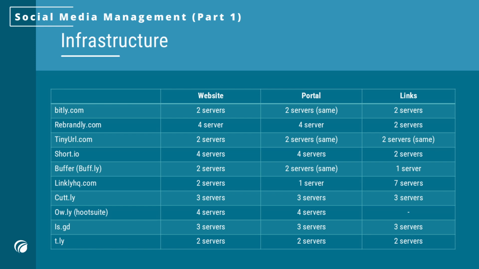Cutly. They have 3 website servers and 3 portal servers and 3 servers, which are all the same and which are Cloudflare hosted. Owly. They have 4 website servers and 4 portal servers, which are the same, and I don't know about the links. Is.gd. They have 3 website servers and 3 redirect servers, which are the same and which are Cloudflare hosted. Tili. They have 2 website servers and 2 portal servers, which is the same, and 2 redirect servers, which is also the same, which is Cloudflare hosted.